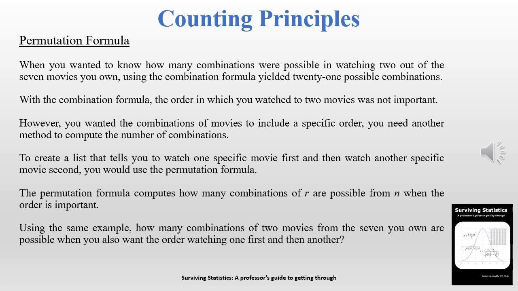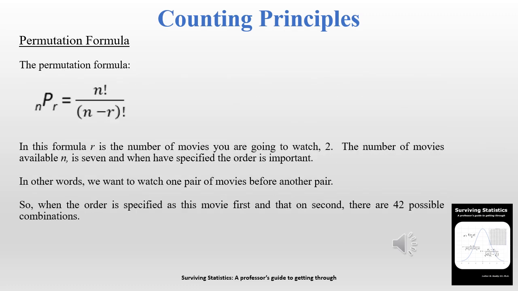With the previous example using the combination formula, selecting 2 movies out of a group of 7, the order was not important at all. Now in situations where the order is important and we want to say, well, this one, then this one, then this one, we use the permutation formula. I'll explain the permutation formula in the next screen. So here we see the permutation formula, slightly different than the combination formula.